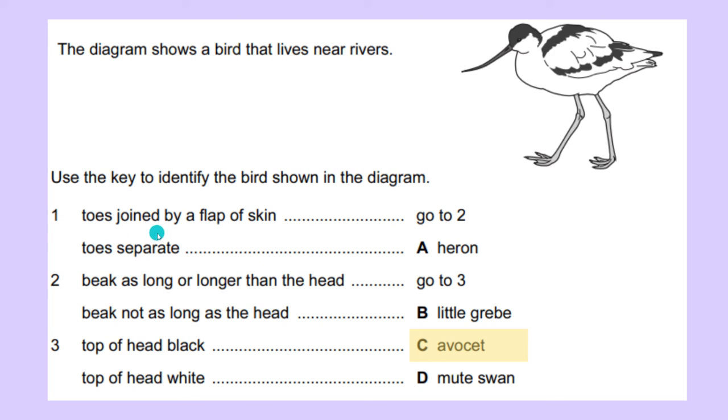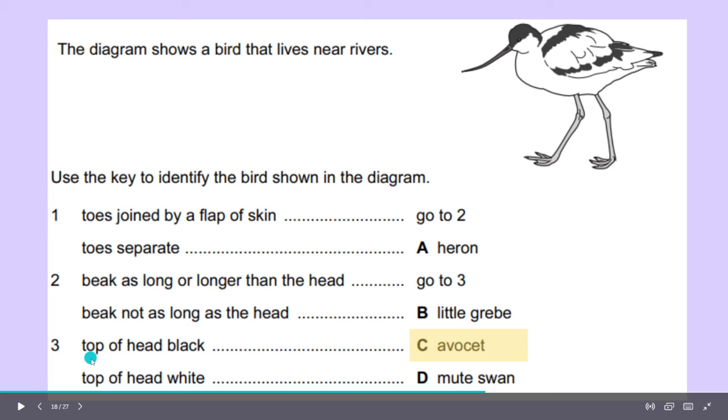Toes joined by a flap of skin. Yes, it is, because we can see a bit of skin between two toes, so we need to go to two. Beak is as long or longer than head. Yes, it is. It is clearly way too long compared to its head. So we need to go to three.